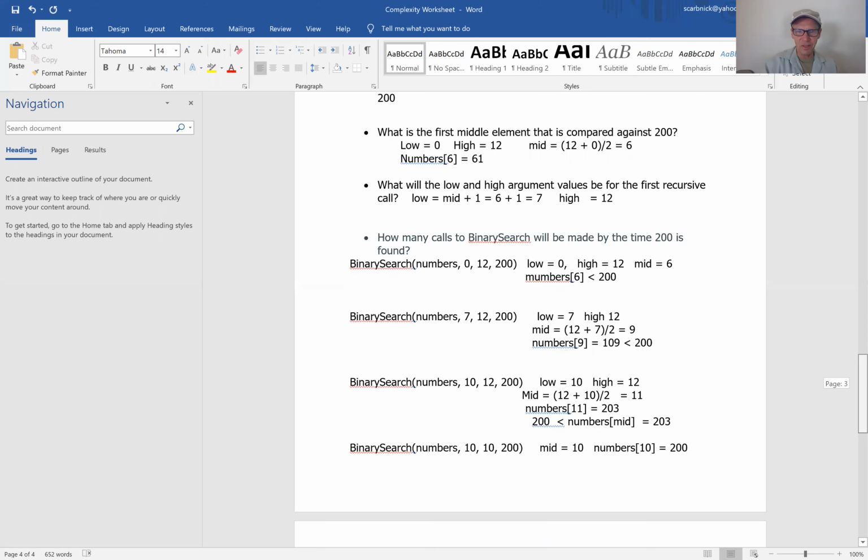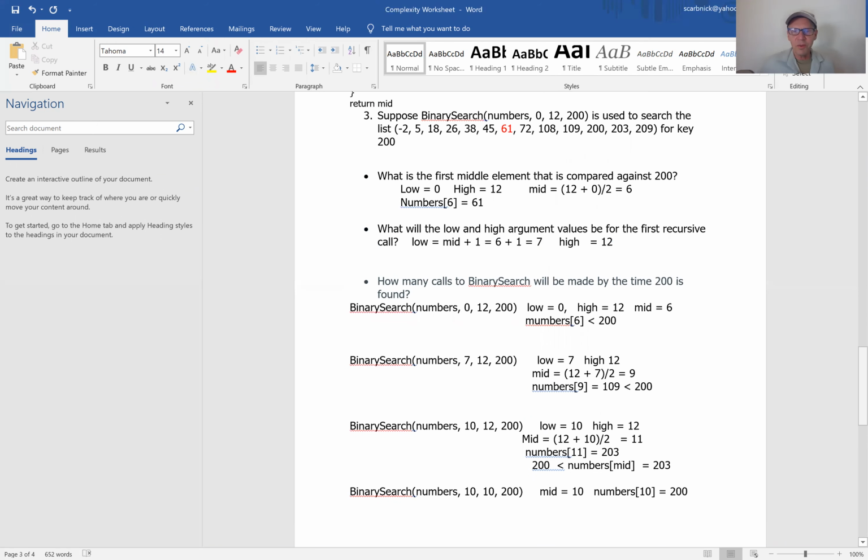I think that was a little clunky, so let me just quickly go through this one more time. In the original problem, we're just looking through positions. Initially your low is 0, and the high is always the length minus 1, which is 12. We're looking for 200. Mid is always the average of the low and the high. In this case, the mid is 6. Numbers of 6 is less than 200, so 200 is greater than everything to the left of 6. So now the low will become 1 more than the mid.